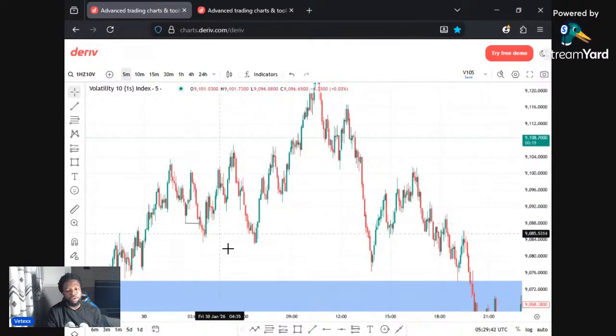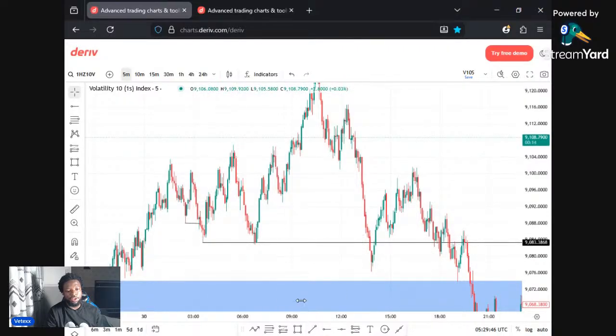So we have the sweep here and we have our protected low here. If you are following me now, you can even use your pen and mark it. It's as simple as that. Secondly, we have our first break of structure, which is this.